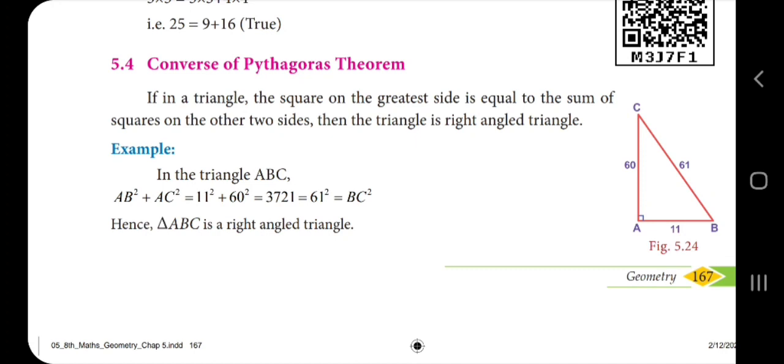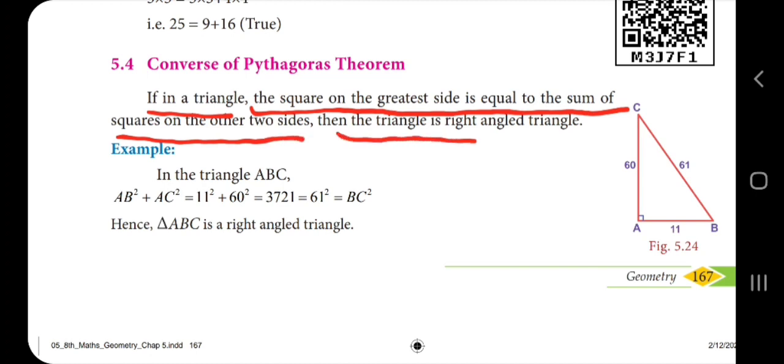So the converse of Pythagoras theorem: if in a triangle the square on the greatest side is equal to the sum of the squares on the other two sides, then the triangle is a right angle triangle. As I have already told, the sum of the squares of the other two sides is equal to the square of the greatest side, the hypotenuse.